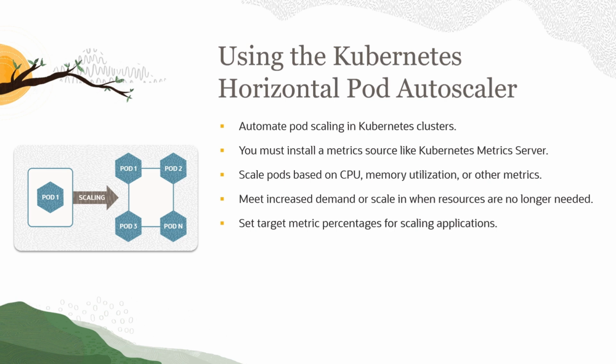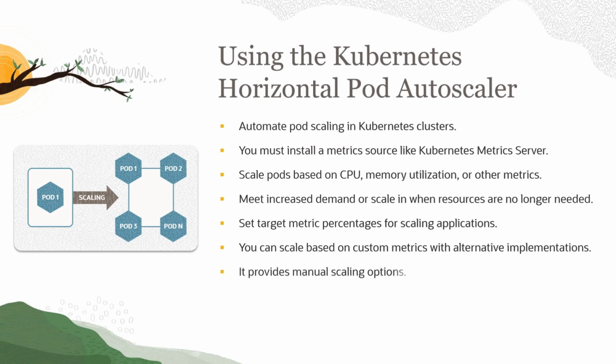The flexibility doesn't end here. If your scaling needs extend beyond CPU and memory utilization, alternative implementations of the Kubernetes metrics API support scaling based on custom metrics. While the horizontal pod autoscaler brings automation, it's important to note that manual scaling options are also available. You can manually scale applications by updating manifest files without relying on the horizontal pod autoscaler.